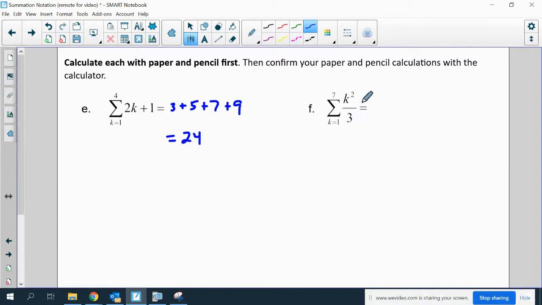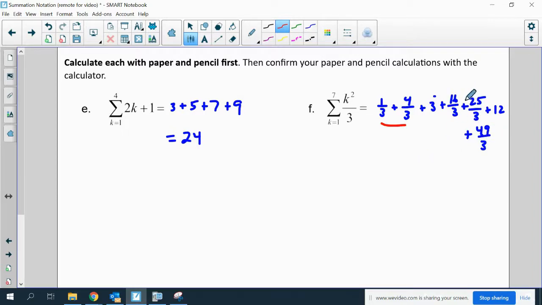For k equals 1 to 7 of this one, it would be 1/3 plus 2 squared is 4, 4/3. 3 squared is 9, so 9/3 or 3. 16/3. 25/3. 36/3 is 12. And then 49/3. So I could add all of these things together, and it's going to take me a little while. 5/3 plus 49/3, that's 54.